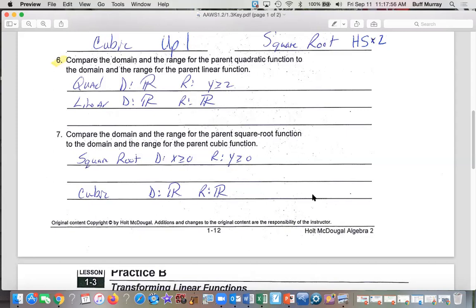All right, so they have the same domain, their ranges are different. Basically, this should be y is greater than or equal to 0. Number 7, compare the domain and range for the parent square root function and the cubic function. Well, basically square roots, that's where we have restrictions. X has to be greater than or equal to 0, as does y. Whereas cubic functions, it's all real numbers for both, right? So they have quite different domains and ranges.